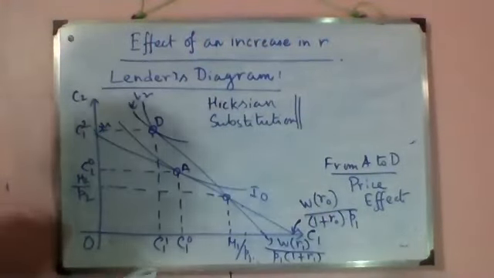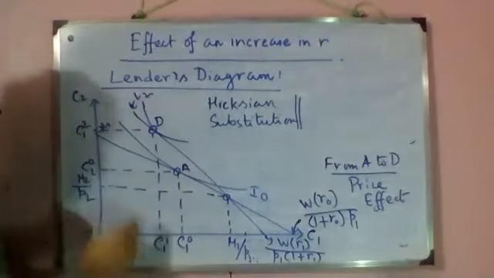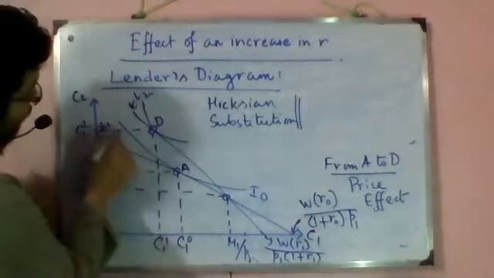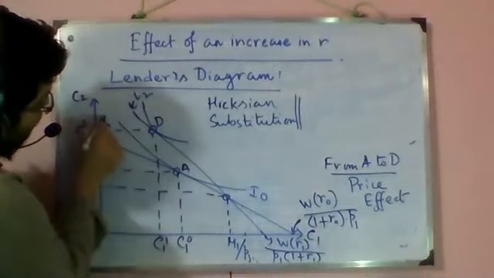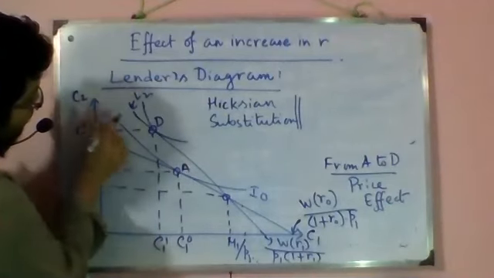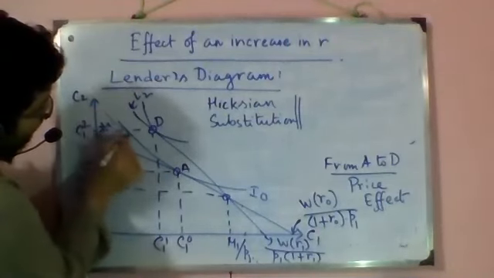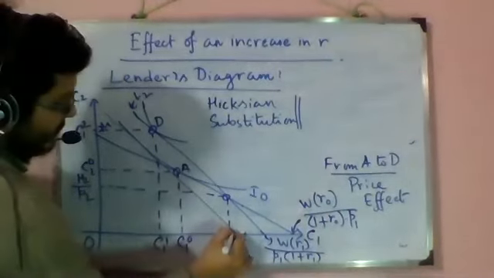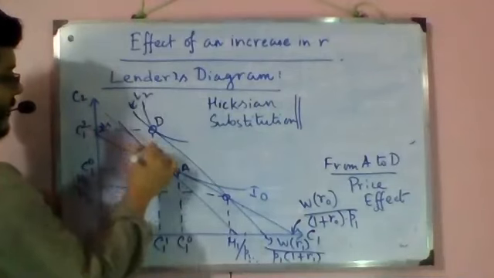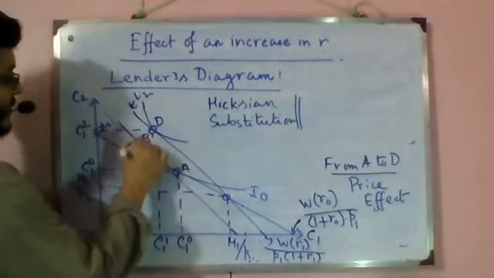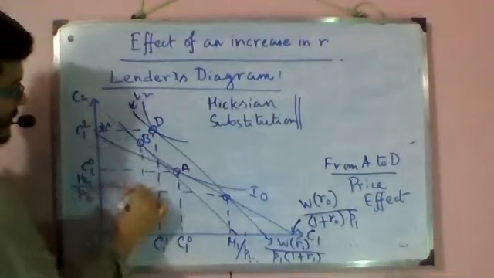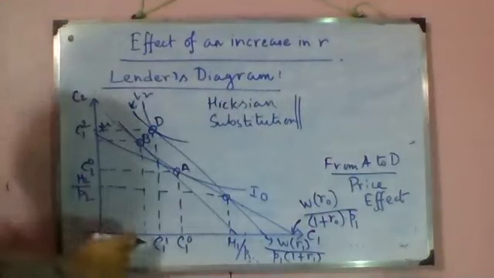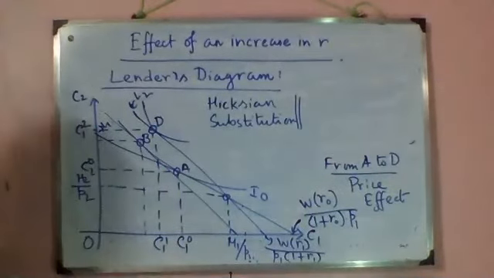So what do we need for that? We just need a budget line parallel to L2. So let it be this one. Okay. And the point we are getting here is this B. Okay. And we're not writing anything here, we're just marking. All right.